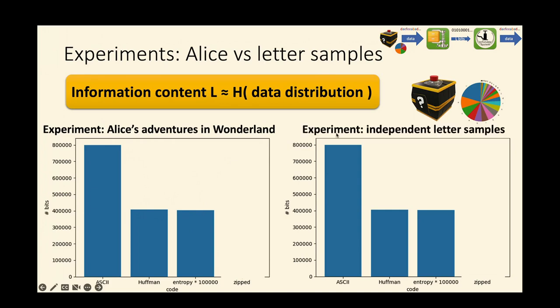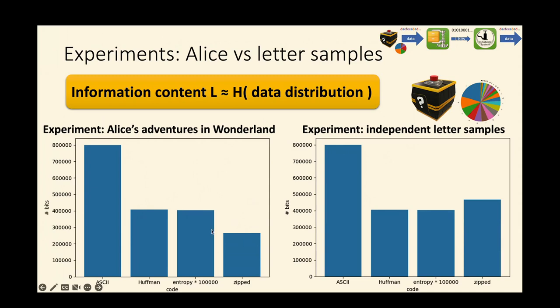And you can also do the same thing with independent letter samples. So instead of using Alice in Wonderland, I could also just take 100,000 independent samples from this distribution, and I would get pretty much the same numbers. Storing them stupidly is 800,000, and using Huffman code is pretty much what we expect. And then there's one column that I don't show you yet. So I'm going to zip Alice in Wonderland. I'm going to zip the independent letter samples. What do you think is going to happen? Yeah? It's way better. Which one is way better? Zip is better? Yeah. It is better somewhere, but not for the other. Okay, so here we go.